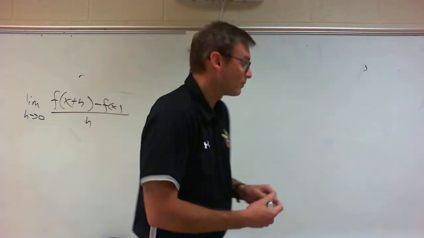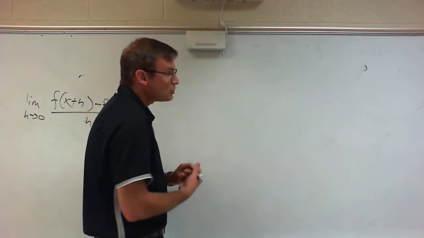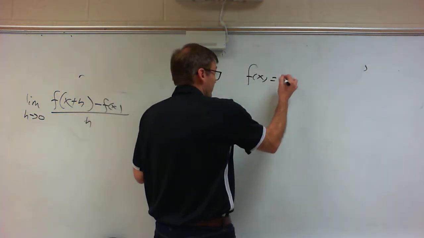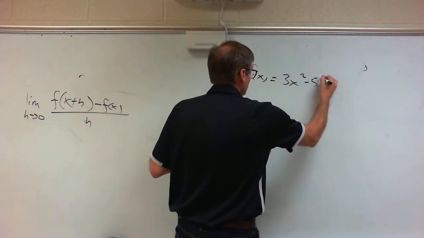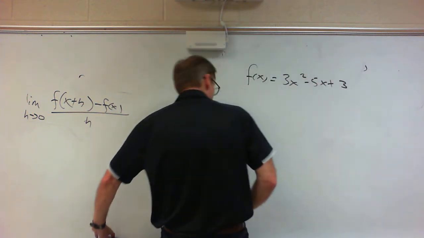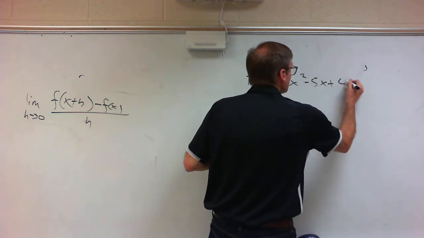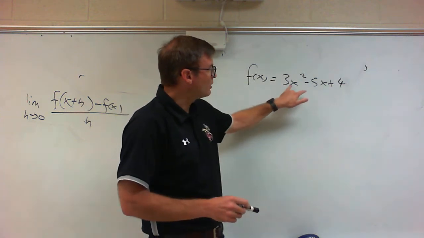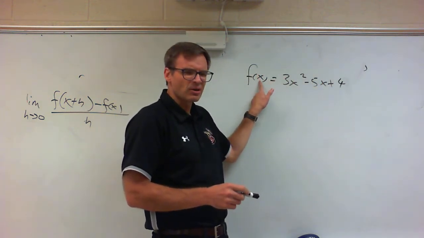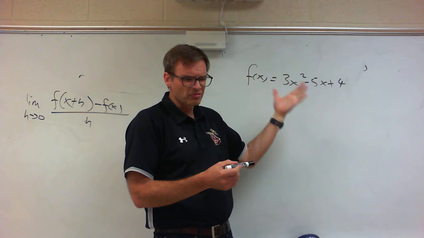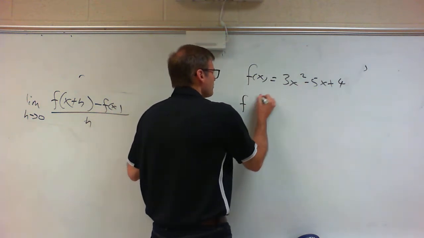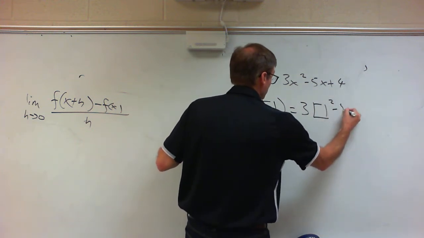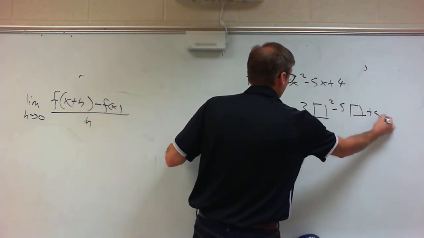It's just notation. As far as function notation goes, let's say I define f of x to equal 3x squared minus 5x plus 4. The reason there's an x here is because there's an x here. Another way I want you to think of a function is f of a silly box is equal to 3 times a silly box squared minus 5 times a silly box plus 4.